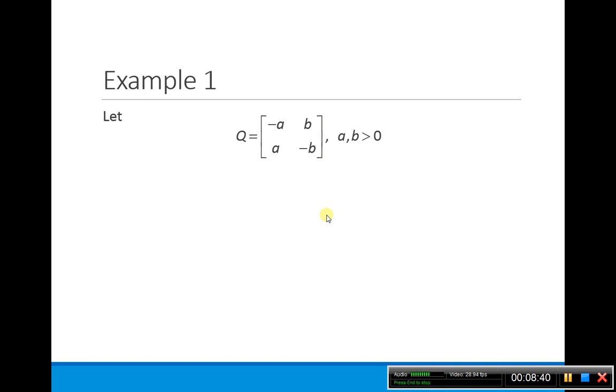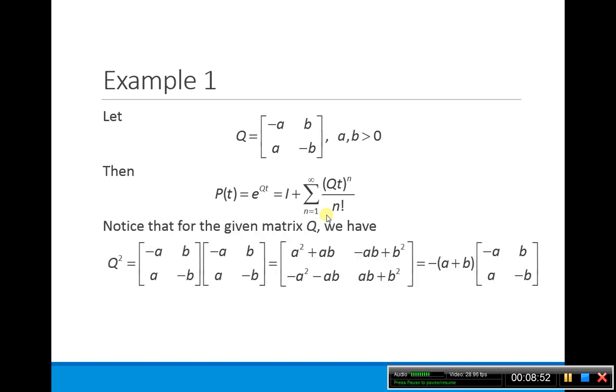So let's look at an example here. Let Q be this matrix here. This is our generator matrix. Then we can define P of t as e to the Qt. There's a way to actually rewrite this. If we look at what happens if we take Q squared, which is just Q times itself, we have a plus b in common in every single term. So we can factor out a minus (a plus b), and we're left with negative a, b, a, negative b, which is the exact same as our Q matrix.